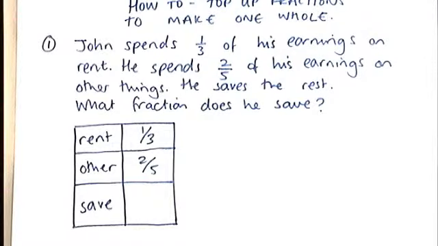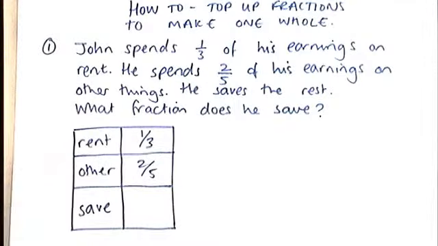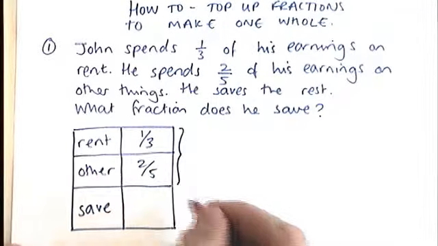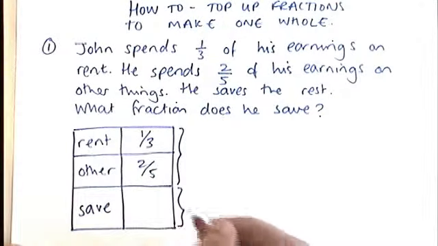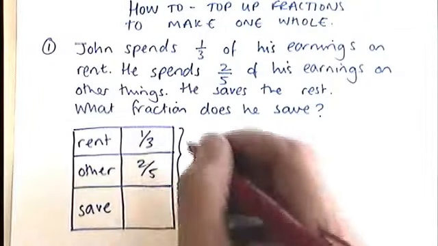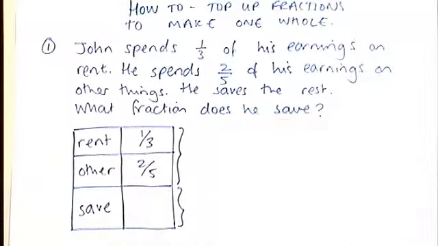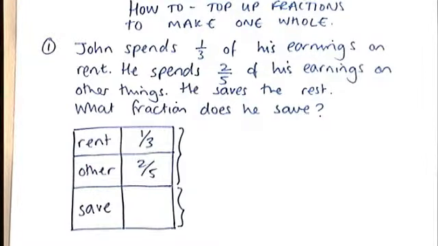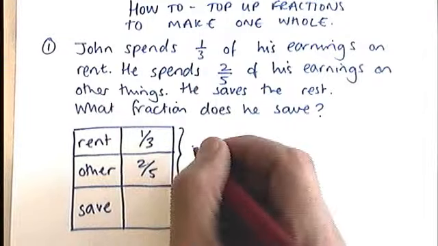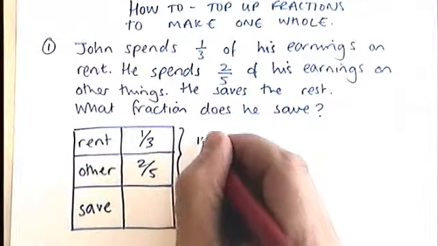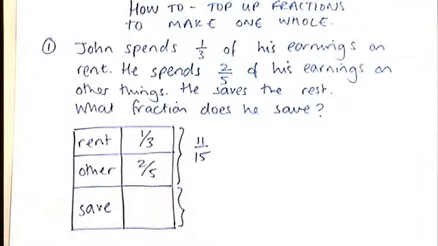So remember, the key point is that these are all going to add up to one whole. So let's look at what these two add up to, and then we can figure out what this one is going to be. So these two, 1/3 and 2/5. You can look at the other video on how to add fractions, that will help you out there. I like to do it using lists, but there are other ways. You get 5/15 plus 6/15, which makes 11/15.